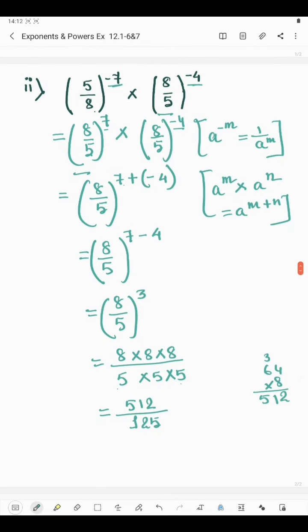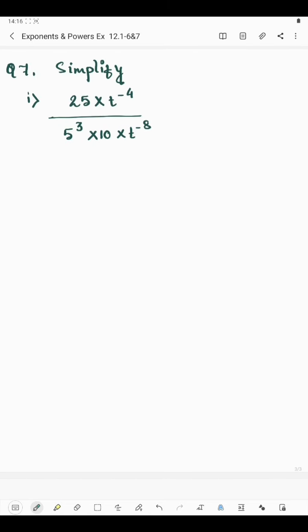So this was question number 6. Now coming to question number 7. Question number 7 says simplify. We will have to solve it. Now in the first part we have 25 multiplied by t raised to the power minus 4, divided by 5 raised to the power 3 multiplied by 10 multiplied by t raised to the power minus 8.